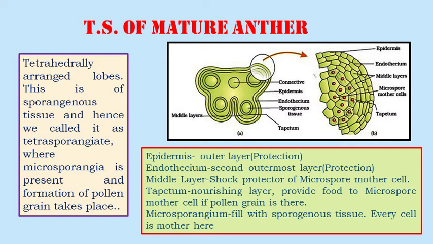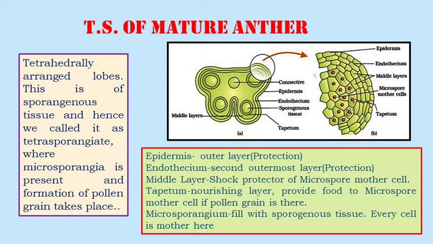Okay. Now tetrahedrally arranged lobes, and this is of what? This is of sporogenous tissue, where microsporangia is present and formation of pollen grain takes place. So in these transverse sections, if we take a portion, as you have seen in the diagram, here we have seen that there are some layers. So what are these layers and what are their functions?